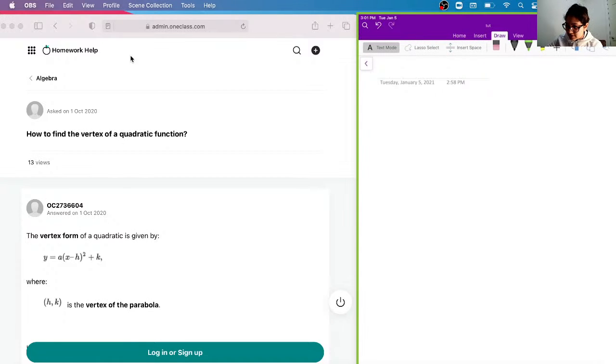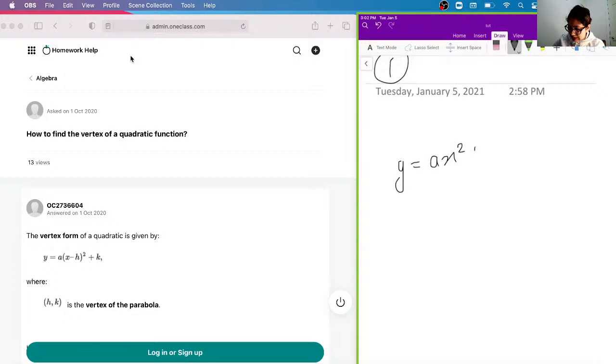So the first question for this session says how to find the vertex of a quadratic function. If you recall, a quadratic function is basically a parabola. The function is usually given as y is equal to ax squared plus bx plus c. So this is a normal quadratic function formula.